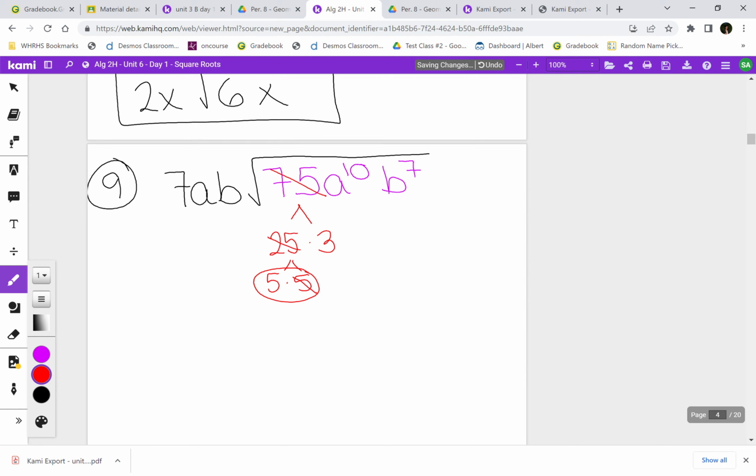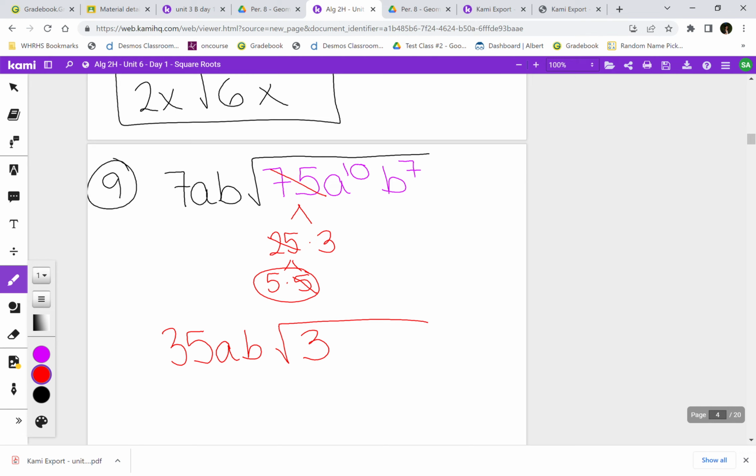Do we agree one 5 is going on the outside? But there's already a 7 there. Since one 5 is going on the outside and there's already a 7 there, what number does that become? 35. We have a 3 left on the inside, and we still have the a and the b's.